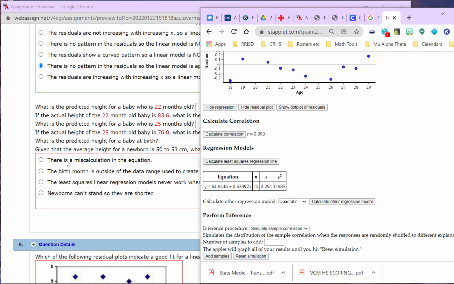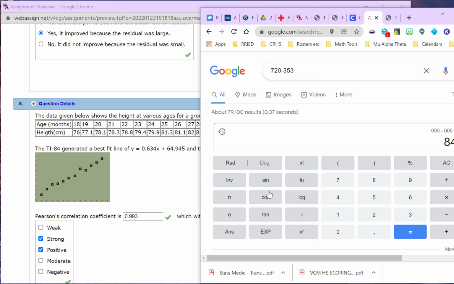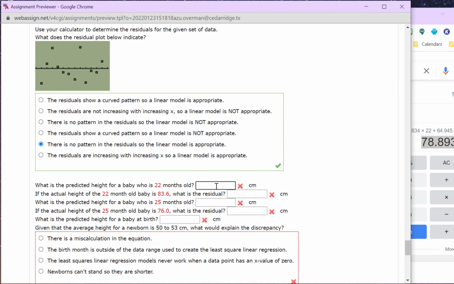So we need to predict the height for a baby who's 22 months old. Let's go ahead and get to our calculator. We are going to go all clear, 0.634 times 22 plus 64.945. Okay, so that's our prediction. Just copy the whole number. You're probably going, but that's a crazy number of decimals. Yes, it is. What is the actual height of the 22-month-old baby?